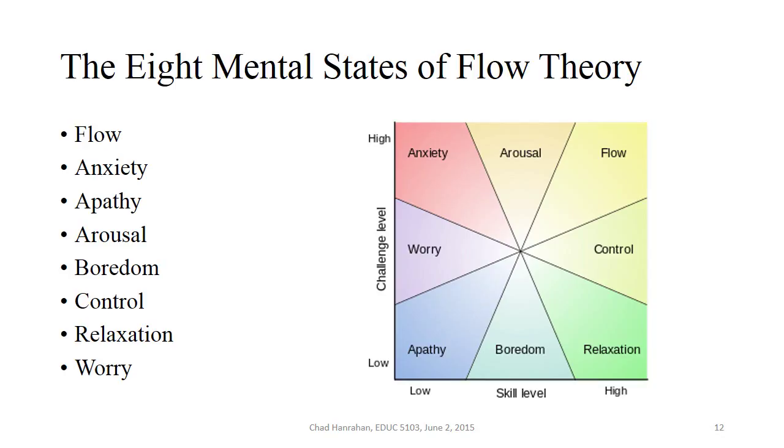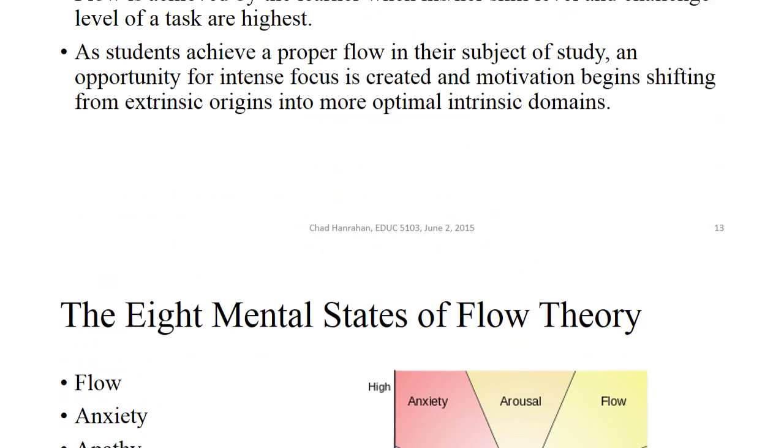The optimum one, as I'll discuss later, is flow. Now the other ones are less than optimal. So anxiety, apathy, arousal, boredom, control, relaxation, worry. Those are the ones that we try to avoid in flow theory, as I will talk about right now.